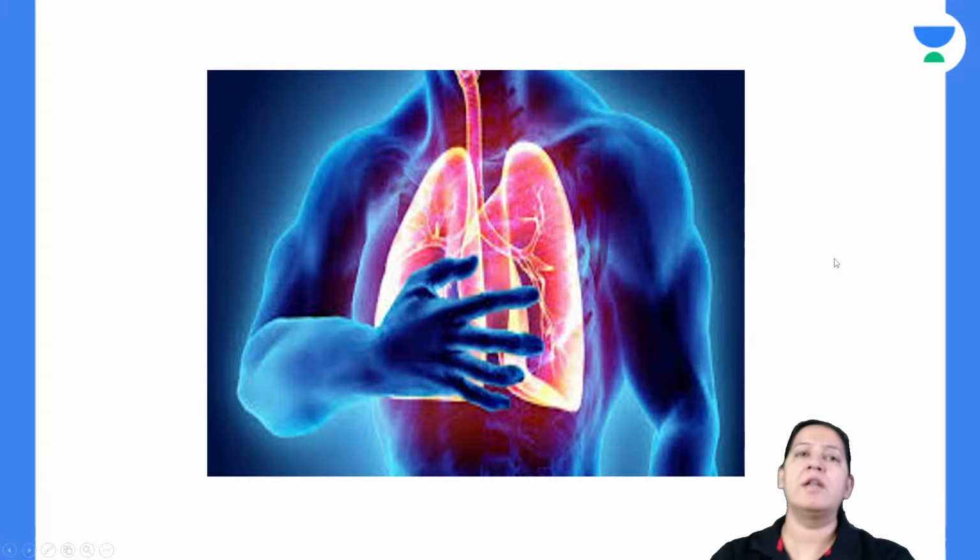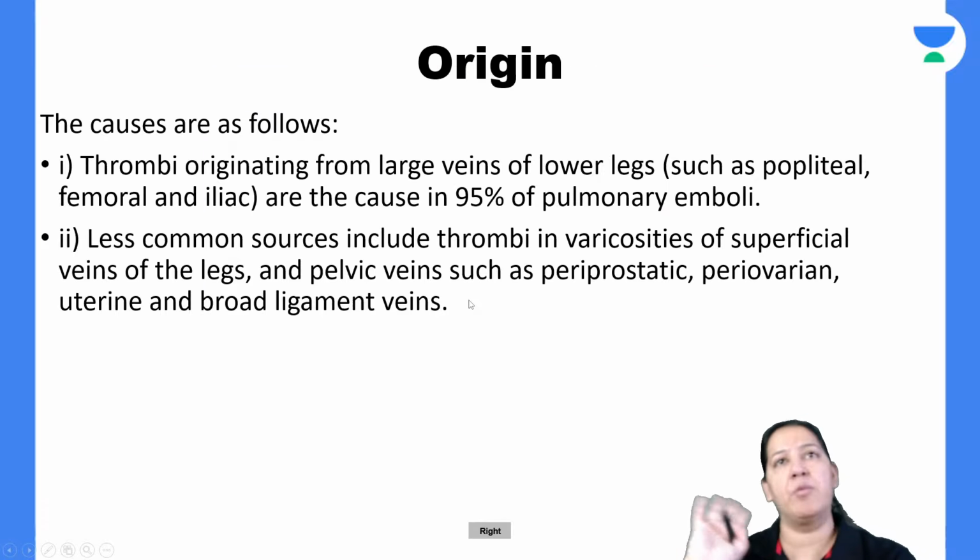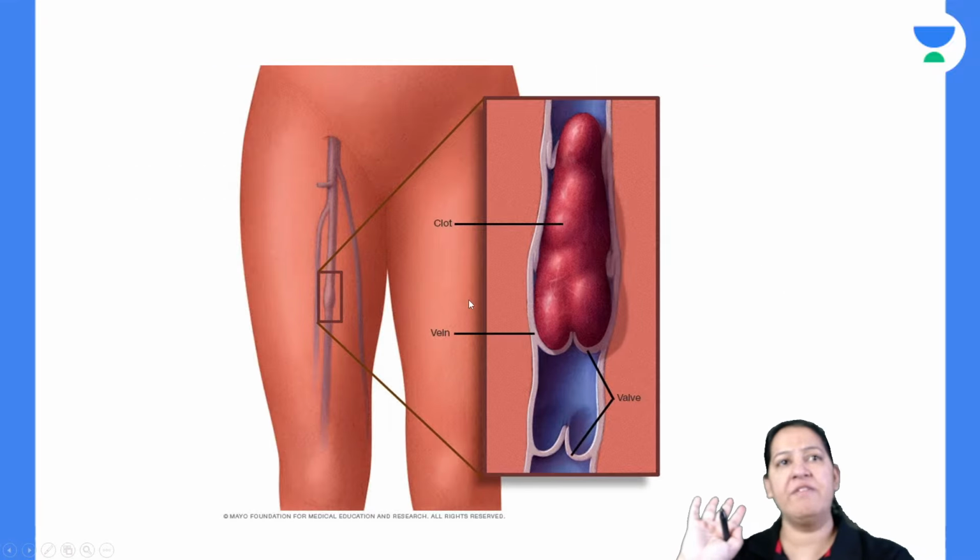Give me a thumbs up if you got it. So the person will have sudden pain in the chest and respiratory distress in pulmonary embolism. Give me a thumbs up. Everyone give me a thumbs up.